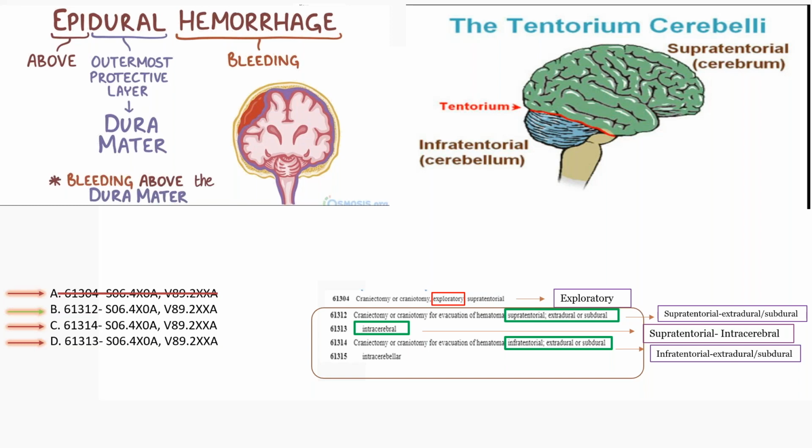The tentorium is a border which lies between the occipital lobes and the cerebellum. You can see this is the tentorium. This is the tentorium portion, and above it is what we call the supratentorial portion, which is the cerebrum, and below is the infratentorial region, that is the cerebellum.